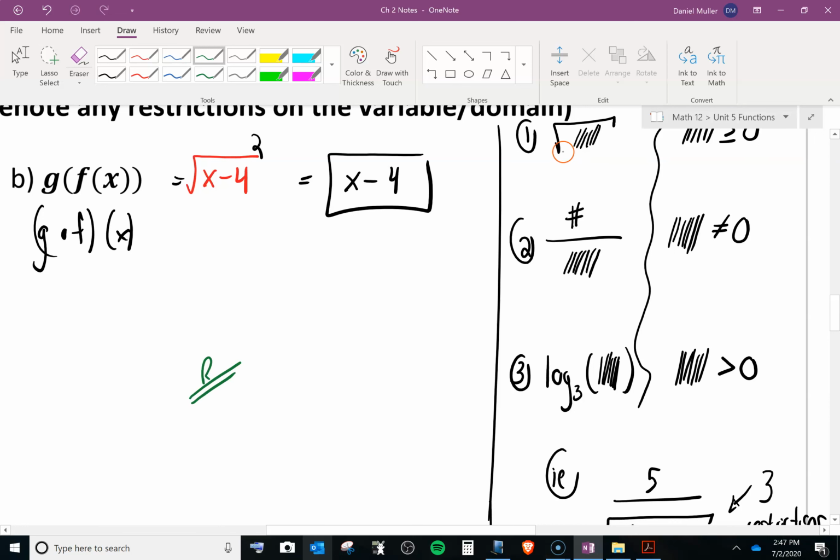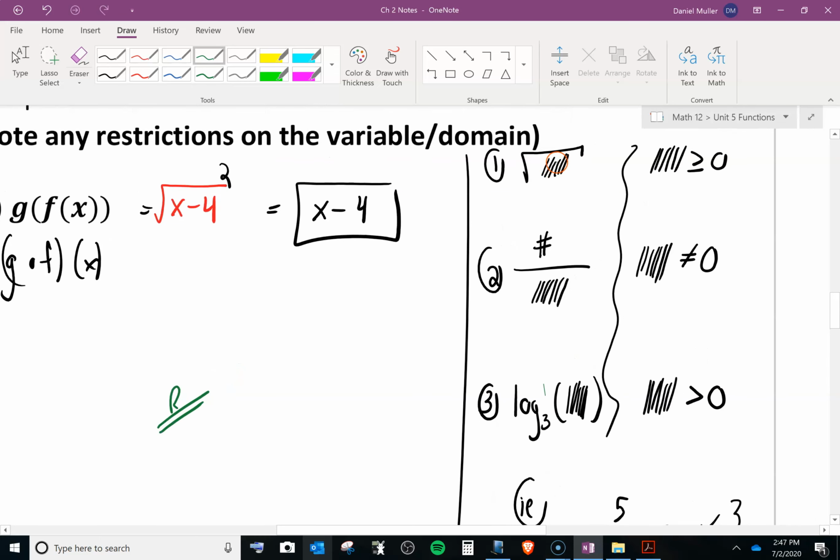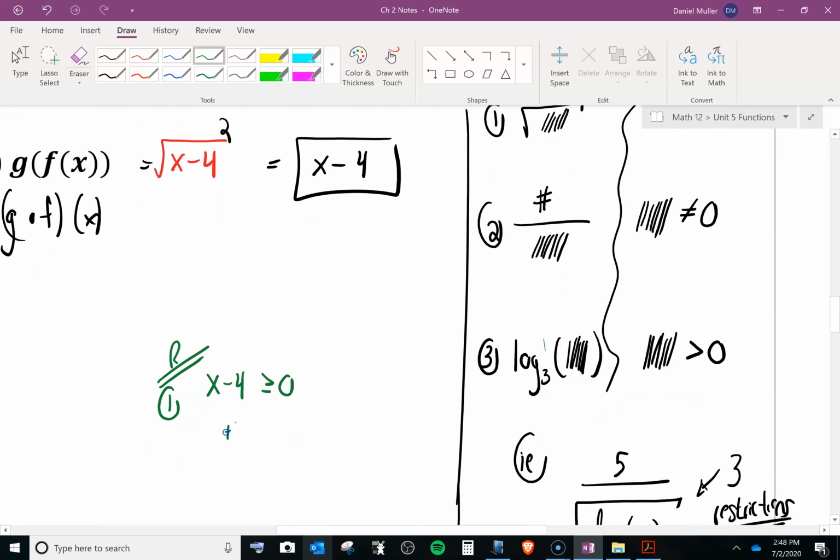So you use this one right here. The inside here has to be bigger than or equal to 0. So the inside is x minus 4, and it has to be bigger than or equal to 0. So that's number 1. We're using number 1 here to do this. And then you can just add 4 to both sides. So x has to be bigger than or equal to 4. So that's it. You just do a little bit of algebra, and then you're done.